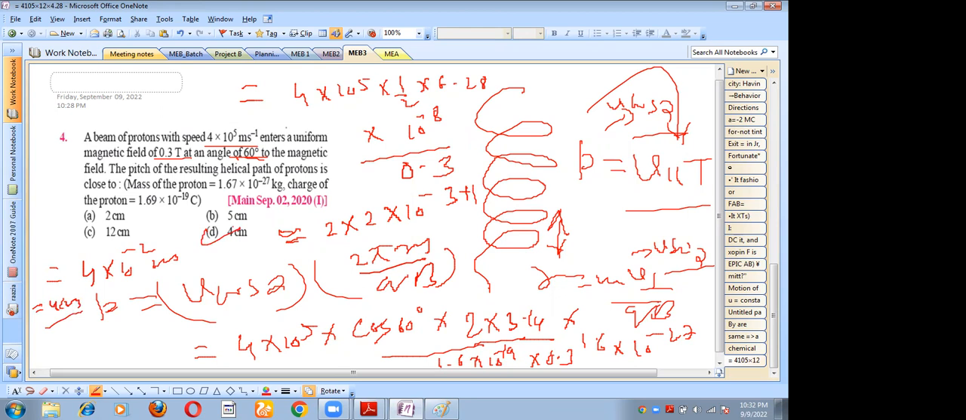Understood, all of you? Directly you have to apply the formula V parallel into T, and in V parallel you have to take the component V cos theta. Nothing more than that. Only formula based.